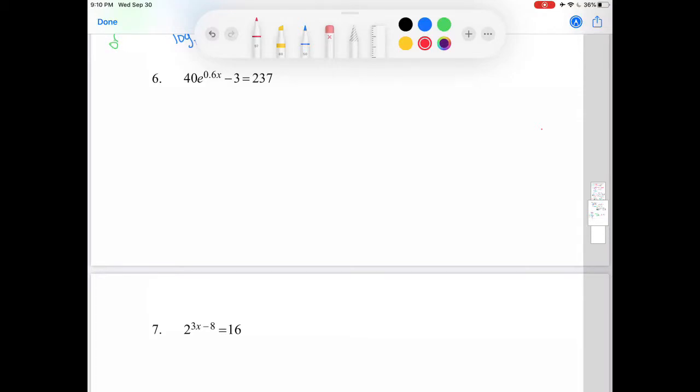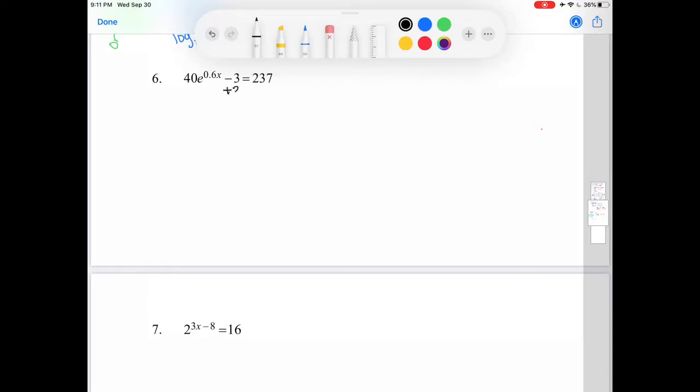Question 6, we got some cleaning up to do before we convert. All right, the only times we can convert is when we have a perfect base and a perfect exponent and then a perfect term on the other side. All right, right now we have this 40 that's in front. Okay, that's not perfect because it's in front with my base. I only want my base all by itself. And the other thing I also have is this -3. Okay, so I need to get rid of those 2 things first before I can convert and move things around.